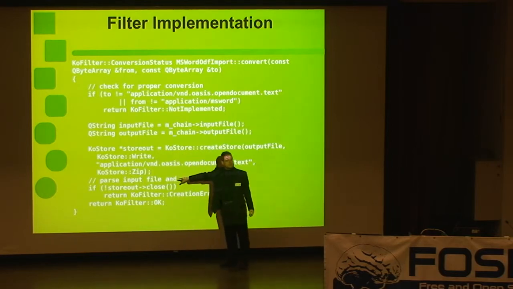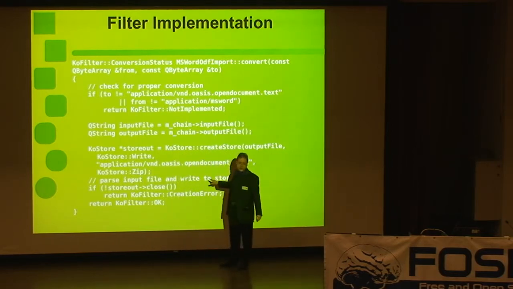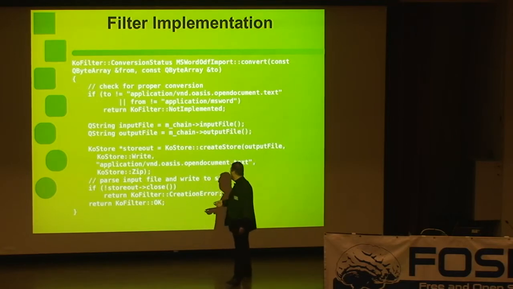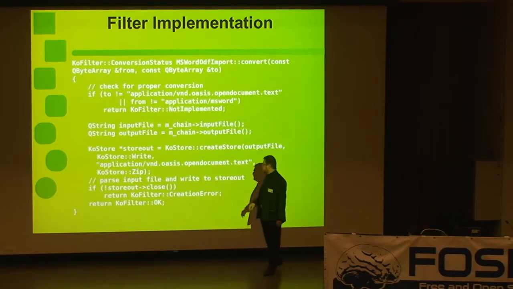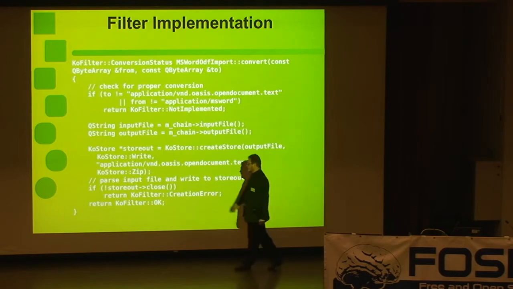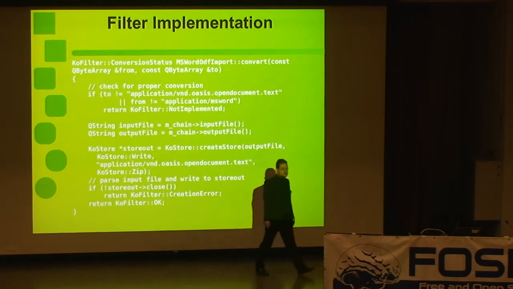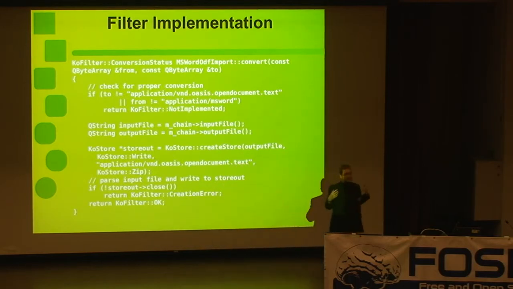Then we write the interesting bit of code. I've put it in a comment here. That can be really complicated, especially if you look at the older established Office formats. And then we close the file. If that succeeds, we return OK, and everything is OK. We've just converted the document. The bit that I've commented out is really the interesting bit, of course, but that you will have to do for your own filters.